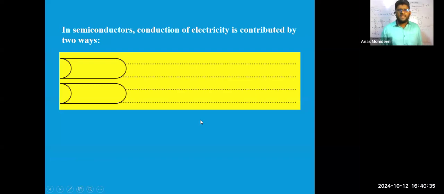Now, accordingly, in semiconductors, conduction of electricity is contributed in two ways. Right there, write that statement. In semiconductors, conduction of electricity is contributed by two ways.